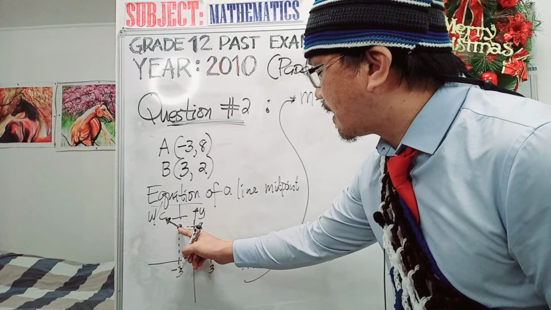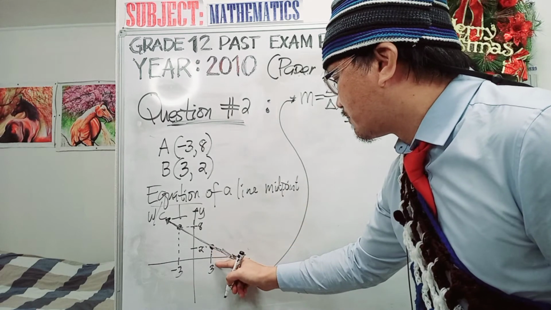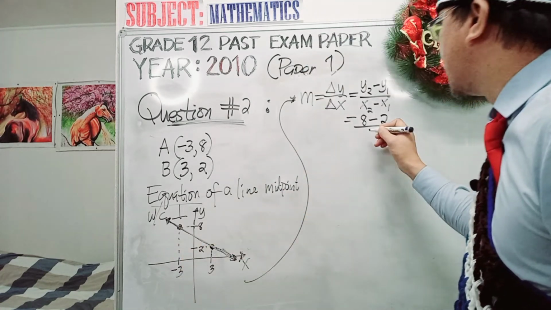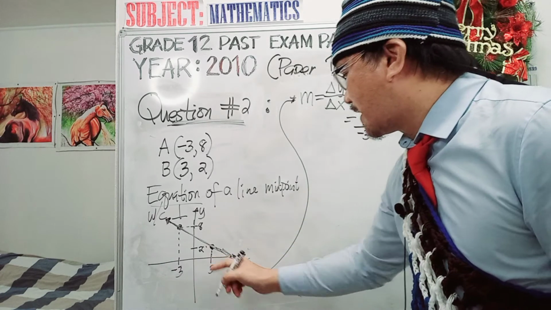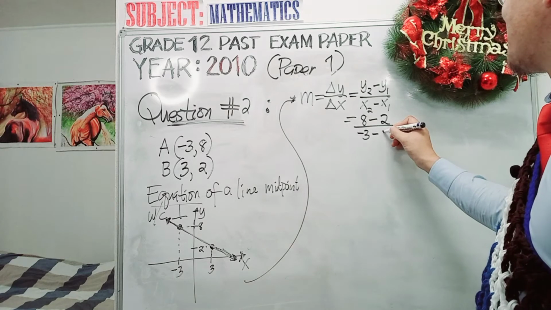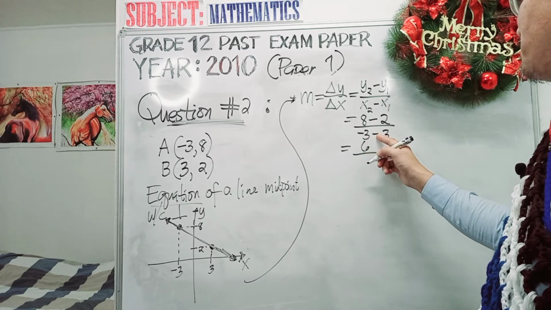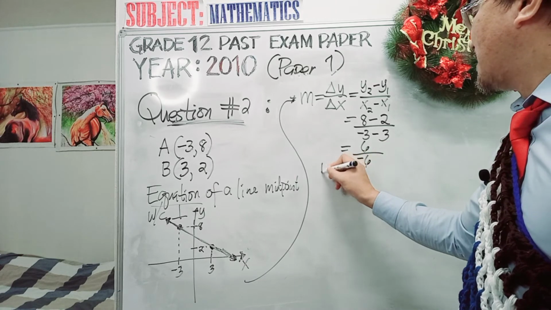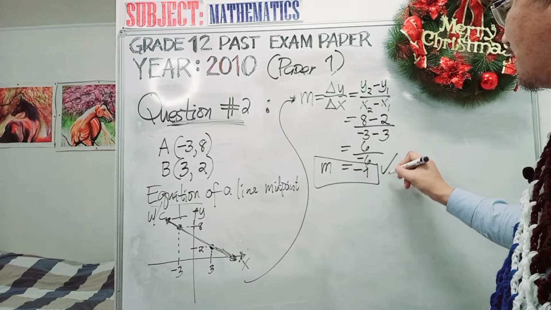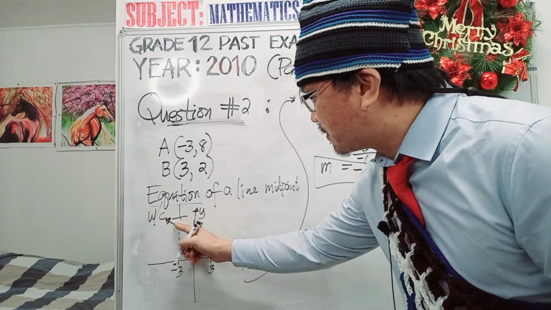So our y over here is 8, so that's 8 minus our y sub 1 over here, which is 2, divided by our x sub 2 over here, negative 3, minus our x sub 1, which is 3. So therefore 8 minus 2 is 6, divided by negative 3 minus 3, which is negative 6. Therefore, our gradient is 6 divided by negative 6, which is negative 1. So this is the gradient of this line over here. Okay. This is the first point that you will get because you have to get the gradient of this line.